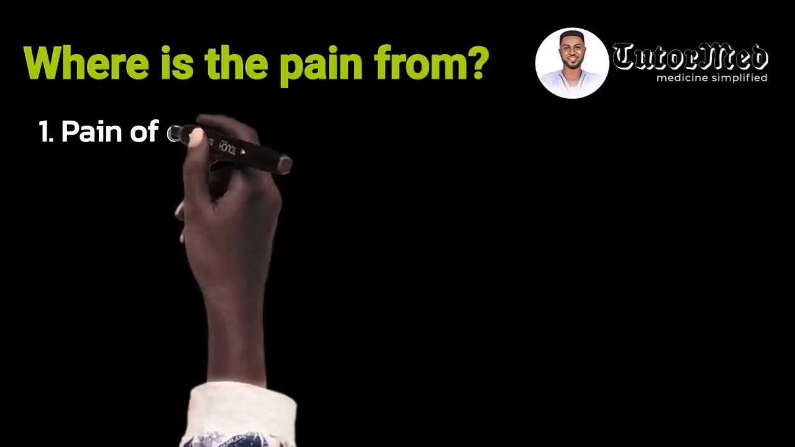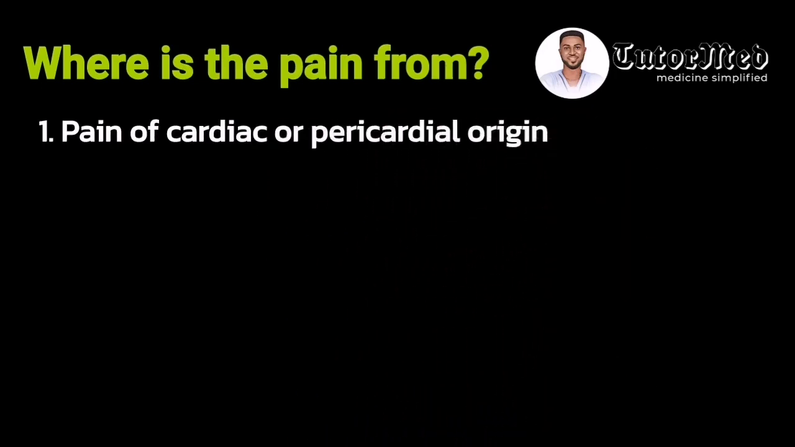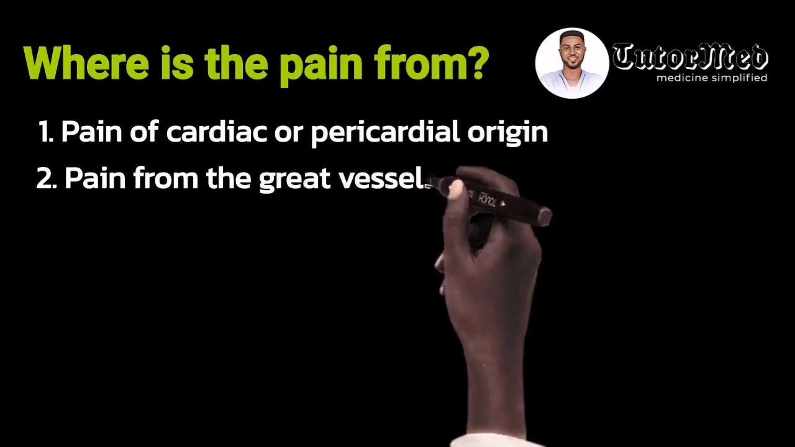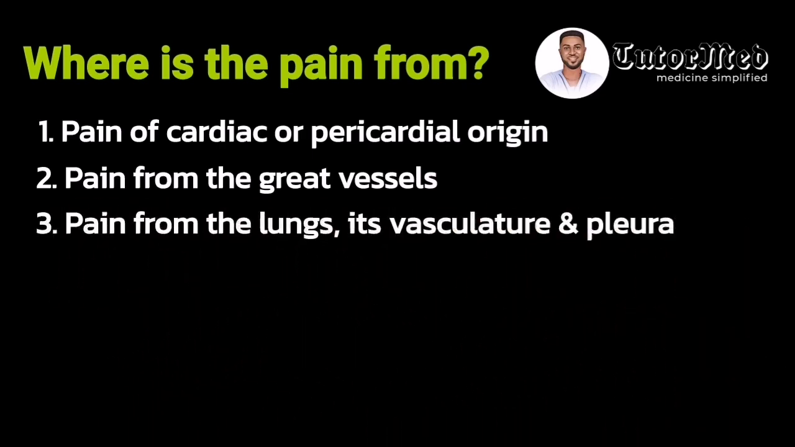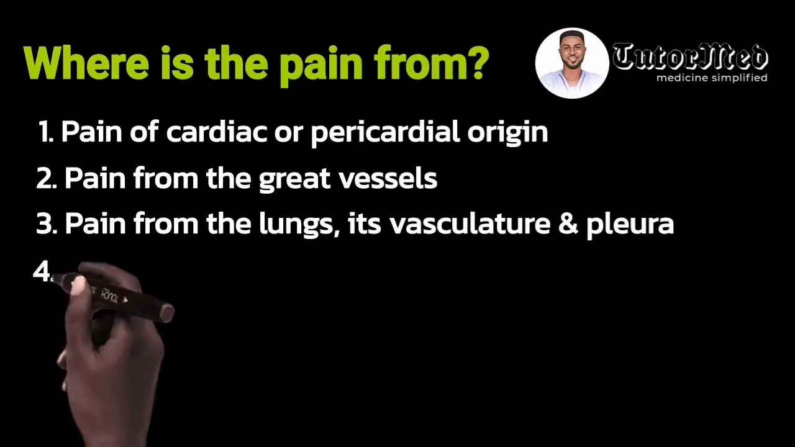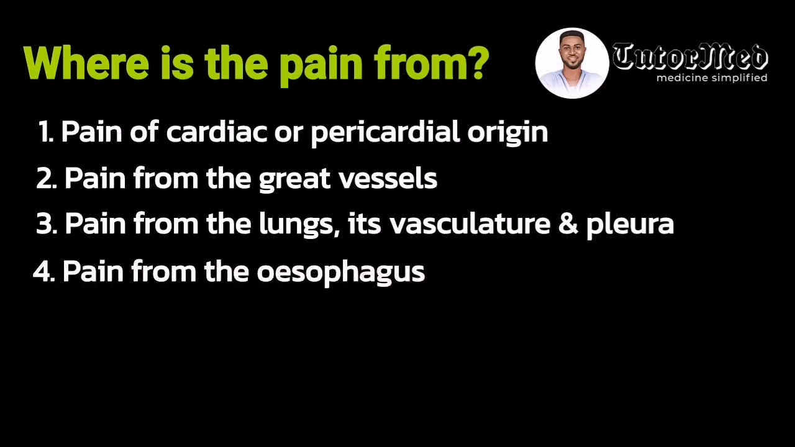And so the next question, after the clinician has created a mental picture of the patient's chest, is, where is the pain from? Is it cardiac or pericardial in origin? Is the culprit in the great vessels, principally the aorta? Is the pain from the respiratory system? Is it from the lungs, its vasculature, or from the trachea, or from the pleural membranes? Is it from the oesophagus?